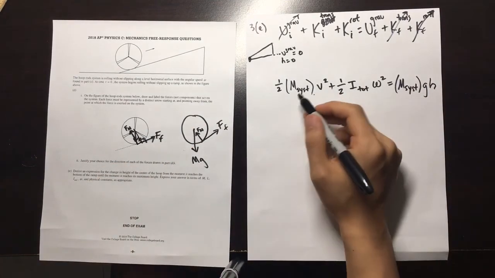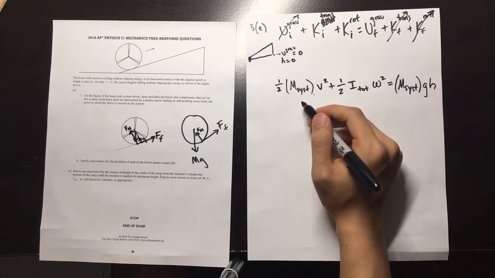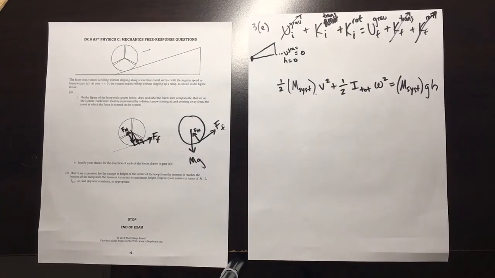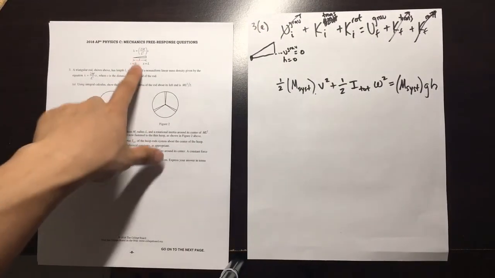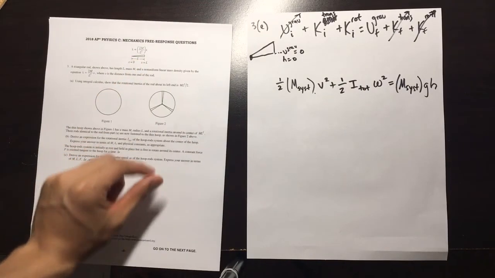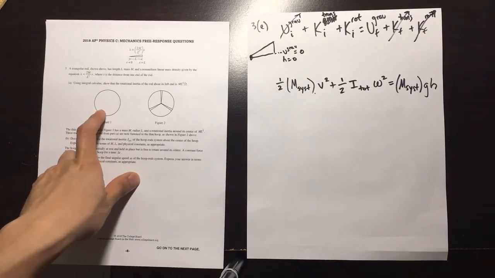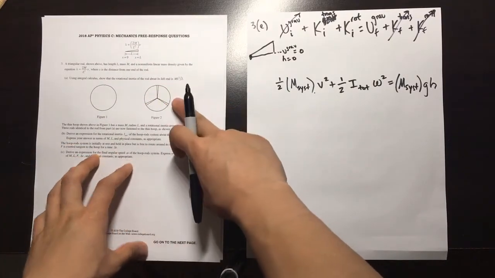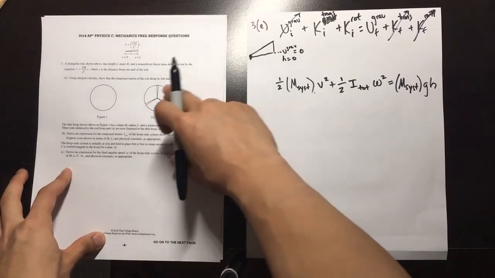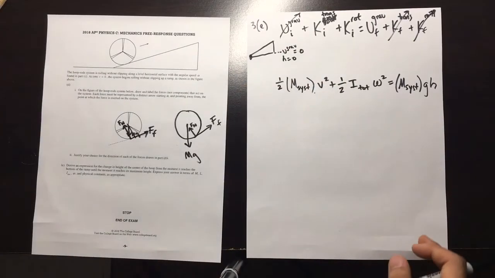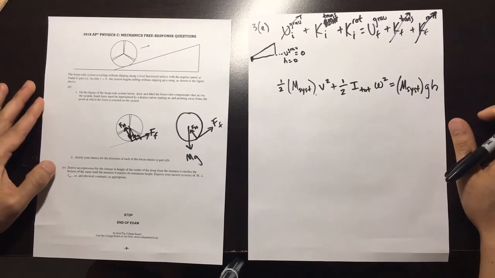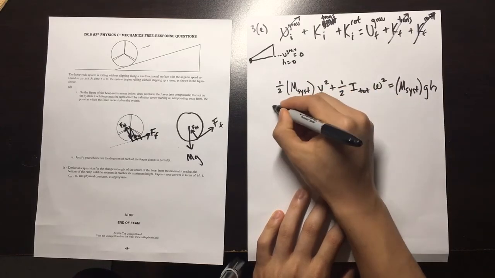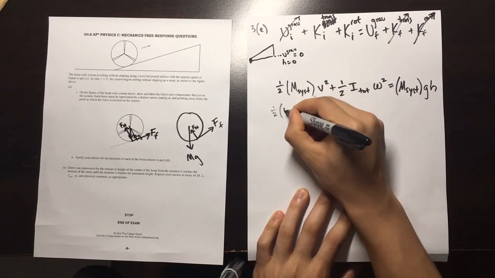We found earlier that the total m was, let me check. It says earlier that each rod has mass m, and this thin hoop has a mass m. So this thing has a total mass of 4m, because there are 3 rods and 1 hoop. So the m of the system is just 4m. I'm going to replace all the m systems.